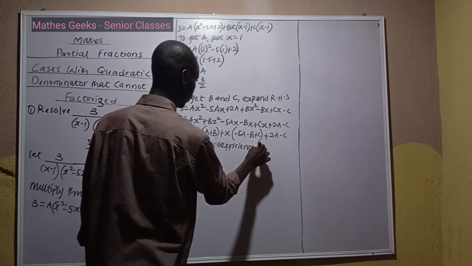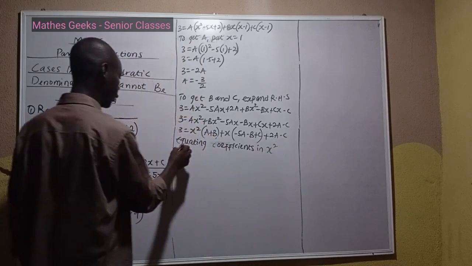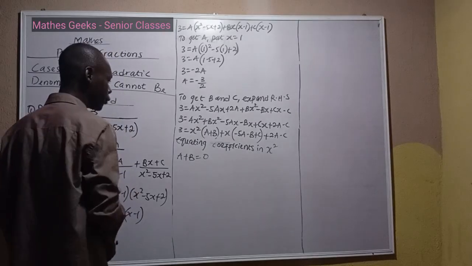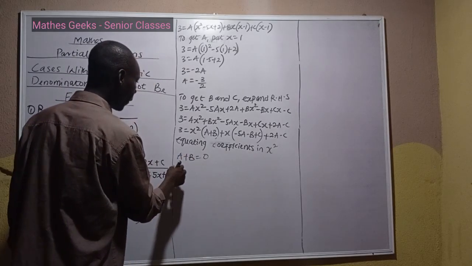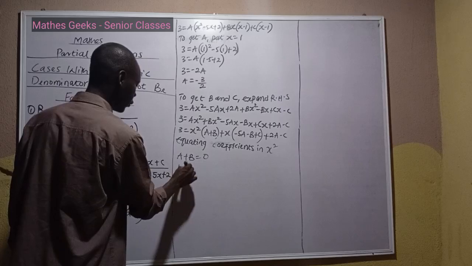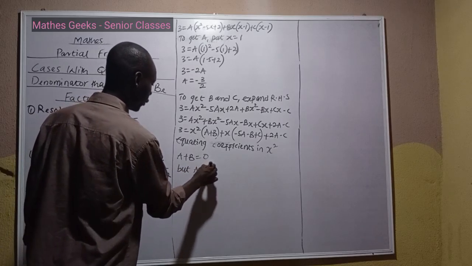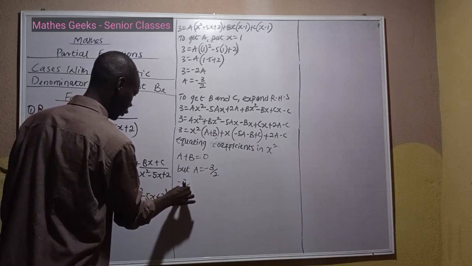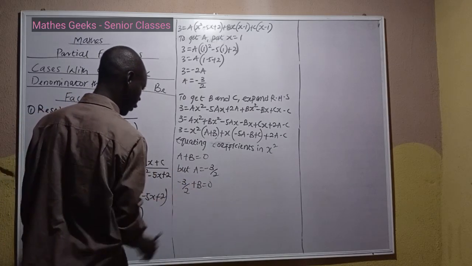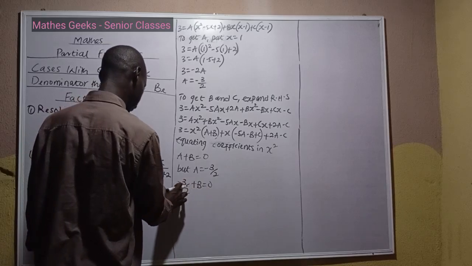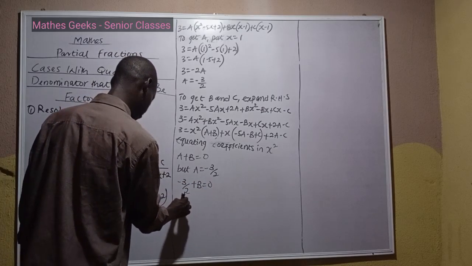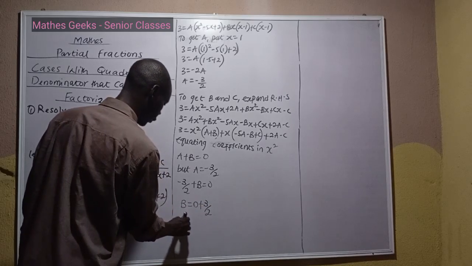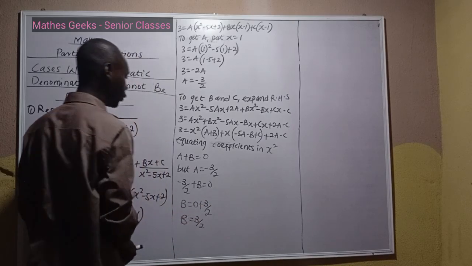Coefficients in x squared, we're going to have a plus b is equals to 0. But a is equals to minus 3 over 2. So put this in place of a: minus 3 over 2 plus b is equals to 0. So collecting like terms, this will cross over to the side of b: b is equals to 0 plus 3 over 2. So b is equals to 3 over 2.